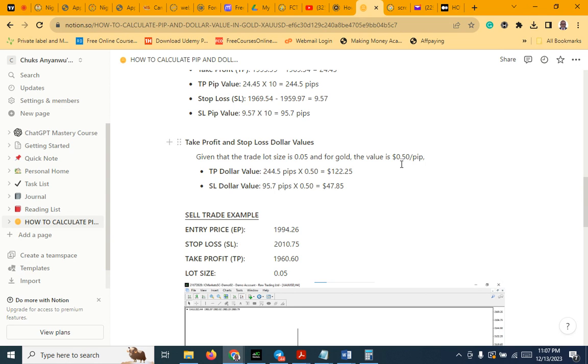So given that, your take profit dollar value will now be your pip value times the value of the dollar per pip, okay? You have to multiply it by that, and that gives you $122.25, okay? Now for the stop loss, you do the same thing. You multiply the pip value of your stop loss by 0.50, okay? And that gives you $47.85, okay? So this is for the buy trade scenario.